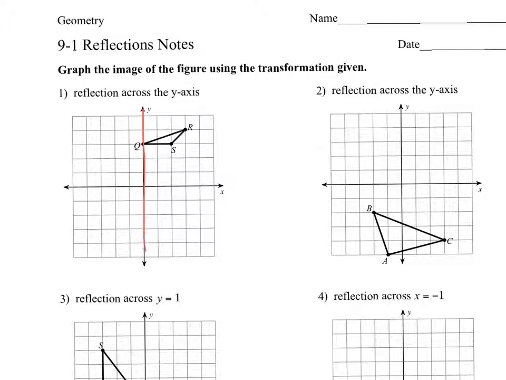Okay, so here's the y-axis. So if we take the point Q, it doesn't move. It just stays on the y-axis. The point R, we count 1, 2, 3. So now what that means is I'm going to go 3 on the other side of the y-axis. 1, 2, 3. And this becomes our new R. And they typically do it R with an apostrophe over it. S is 1, 2. So I go 1, 2 away. There's S apostrophe. Then all I do is I connect the points. And there's our reflected image.